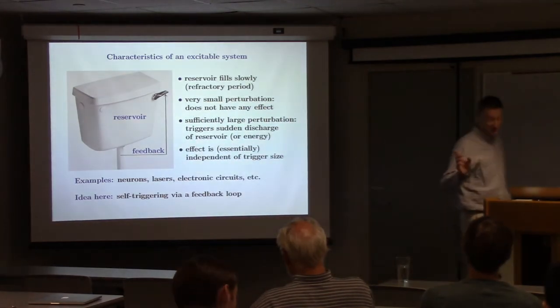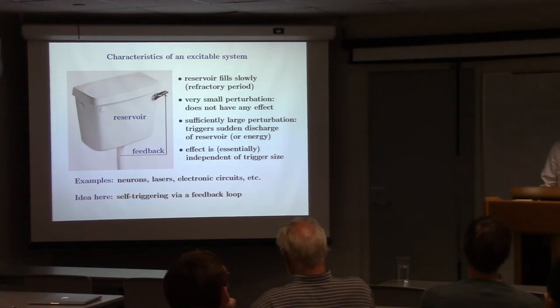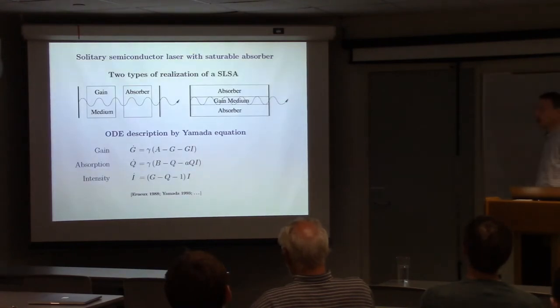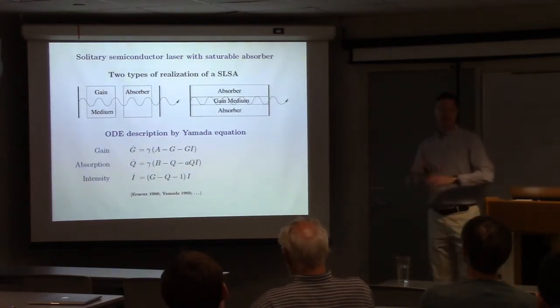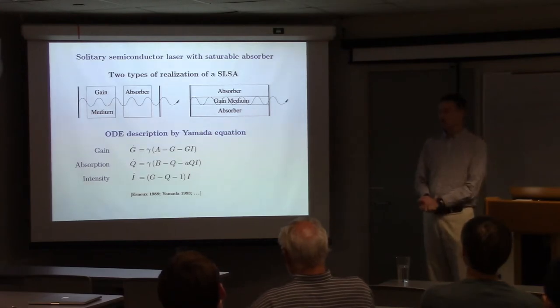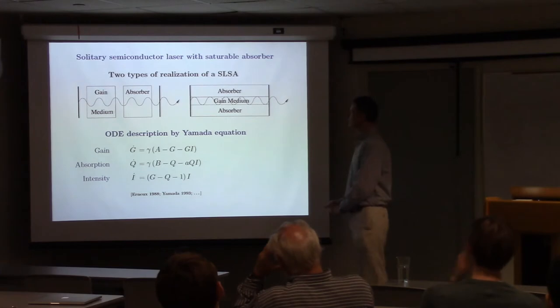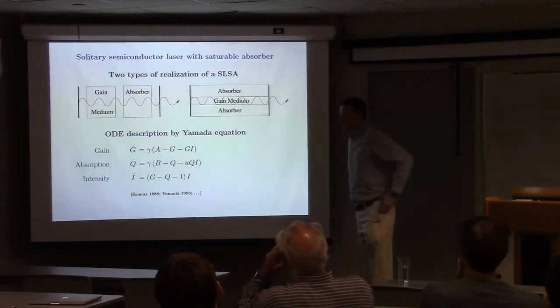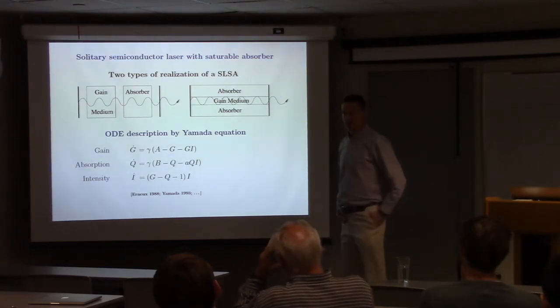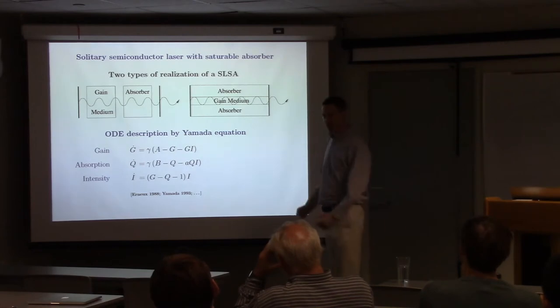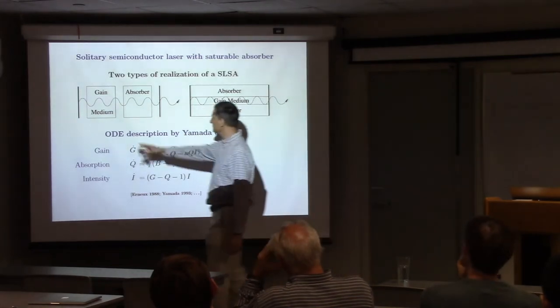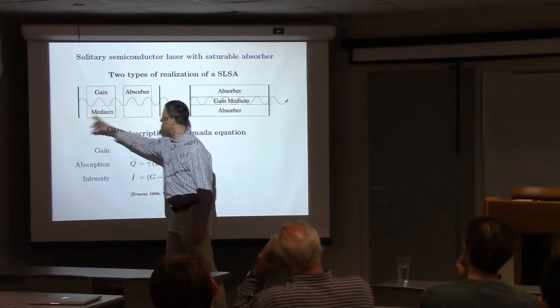Now let me actually explain this for lasers, because then it's actually much more intuitive. First of all, we need, of course, an excitable system. So you have to come up with a laser that's excitable. And the way to do this is that you put a so-called absorber. I don't know how many people know their basic laser 101. So in 30 seconds, the laser is just a so-called gain medium between two mirrors.